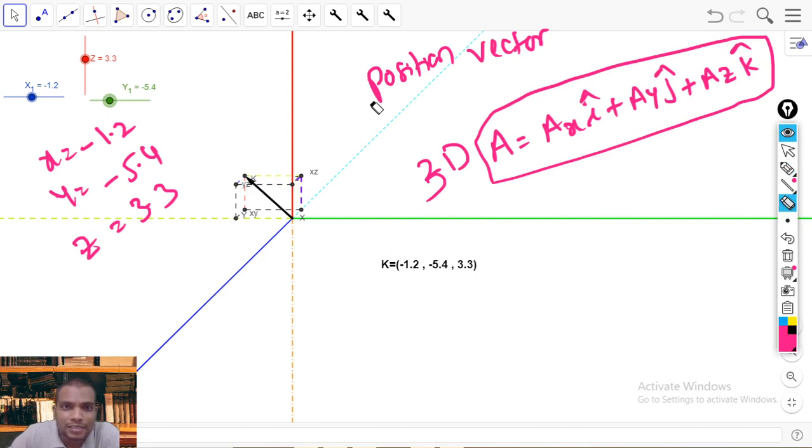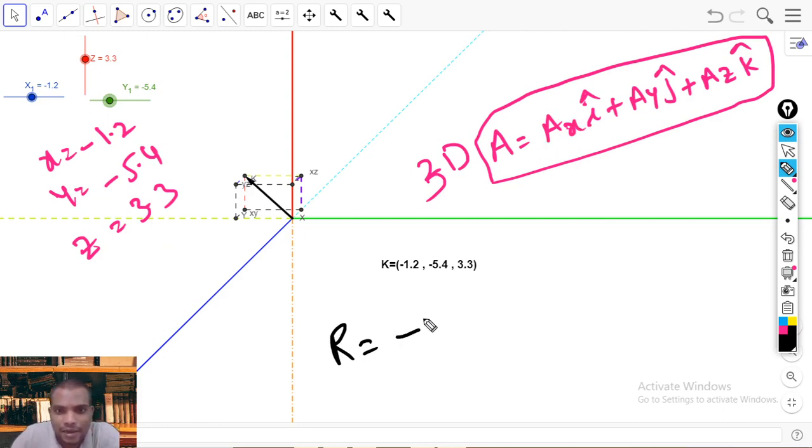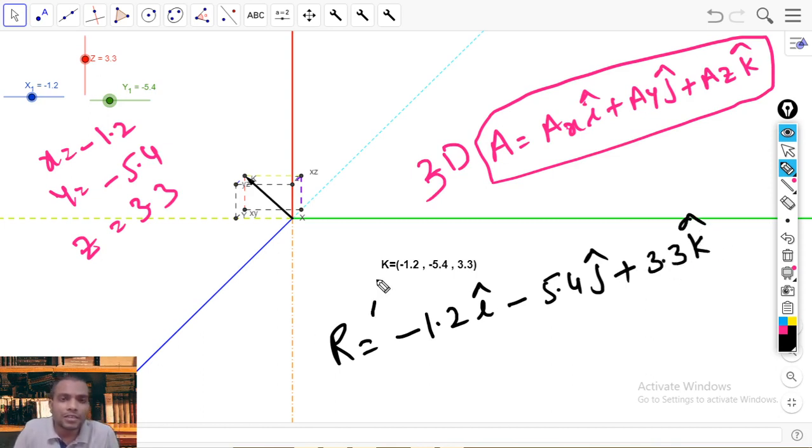For this particular case, what does the position vector represent? Suppose I call this position vector r. r equal to, what is the x value along the x-axis? It's showing -1.2 i cap. What about y? It's -5.4 j cap. What about z? It equals 3.3 k cap. Now this equation gives the vector equation of the position vector in three dimensions.